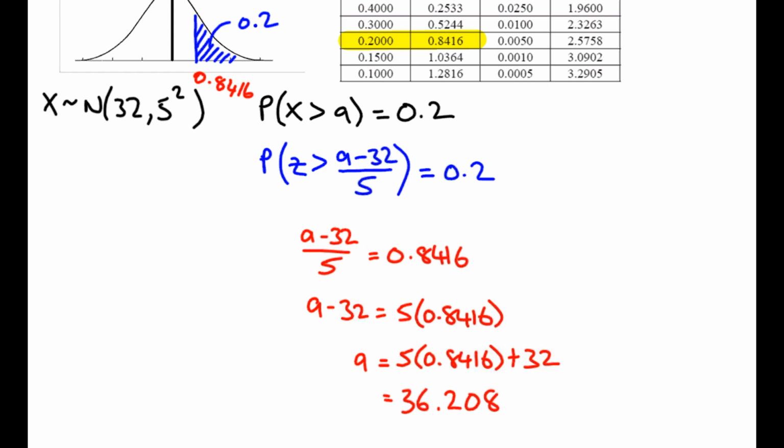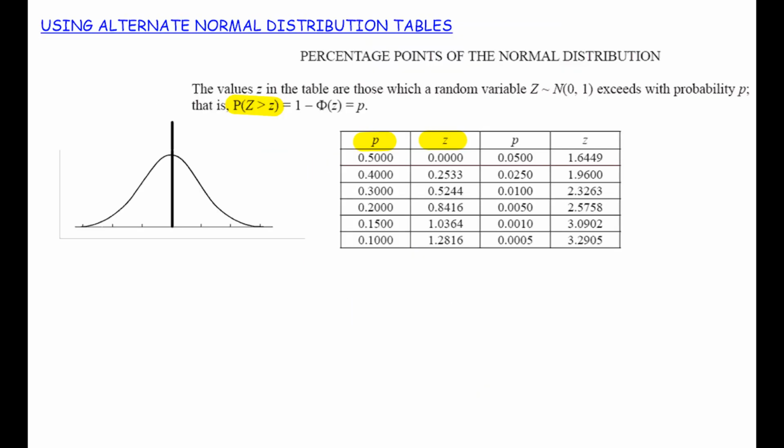So this is how the alternate table should be used. If you know a percentage point that you're working with, you can find the z-score associated with that, and using the standardization formula, we can combine those to answer a whole new range of normal distribution problems. Okay, and let's do one more type before we look at an exam question.